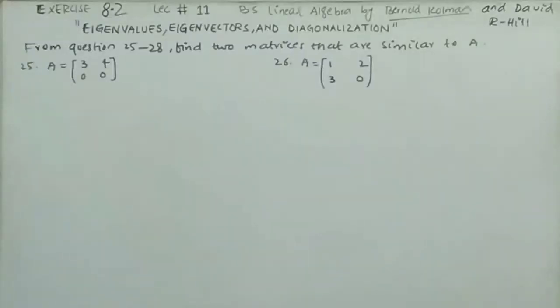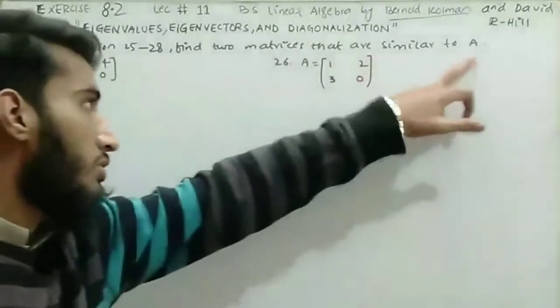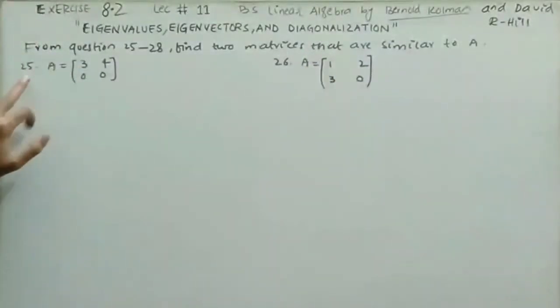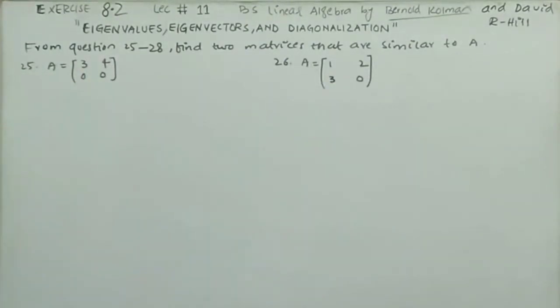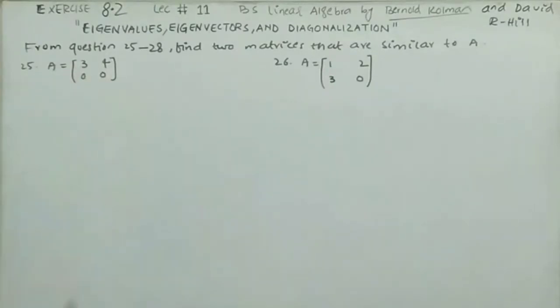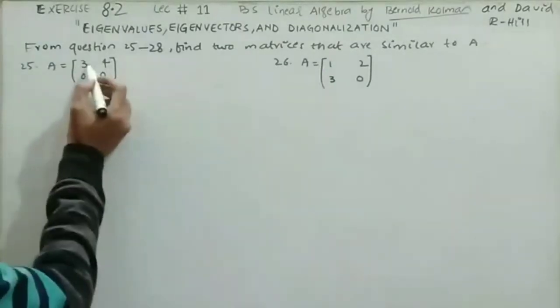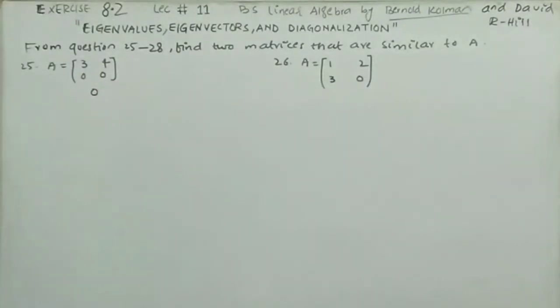Now move towards question number 25. They tell us that for questions 25 to 28, find two matrices that are similar to the matrix A. So in question 25, the matrix given is A equal to [3, -4; 0, 0]. Remember the first condition for matrices similar to the given matrix A is that the determinant of the given matrix and the similar matrices should be the same. Over here the determinant of this matrix is 3 into 0 gives 0 and -4 into 0 gives 0. So the determinant of this matrix is 0.